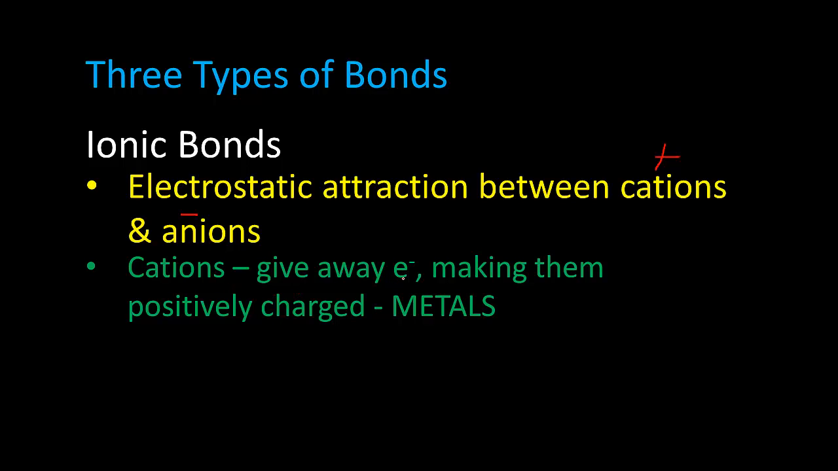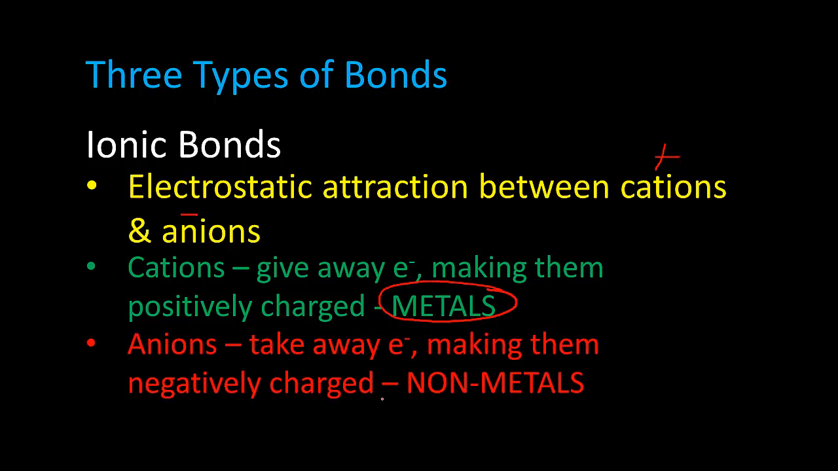Cations give away electrons, making them positively charged, and those are typically metals. Anions take electrons from other atoms, making them negatively charged, and those are typically nonmetals. Ionic bonds typically happen between metals and nonmetals.